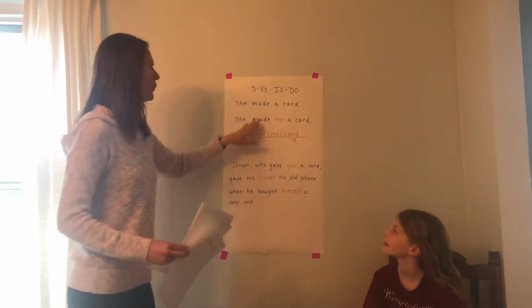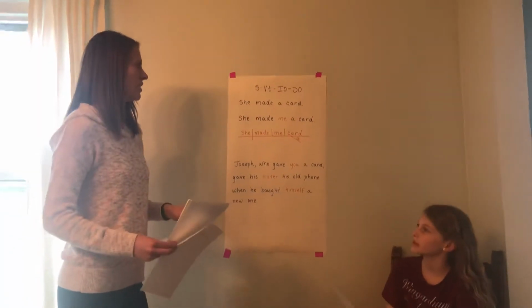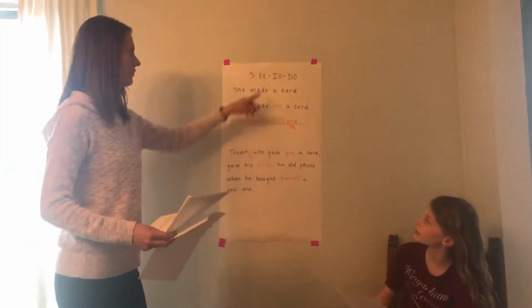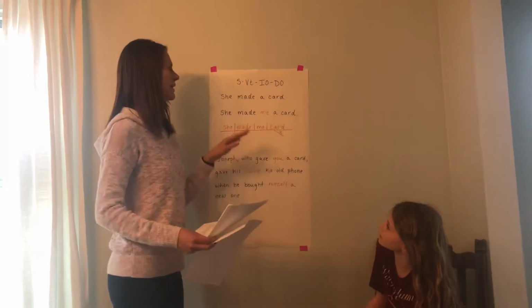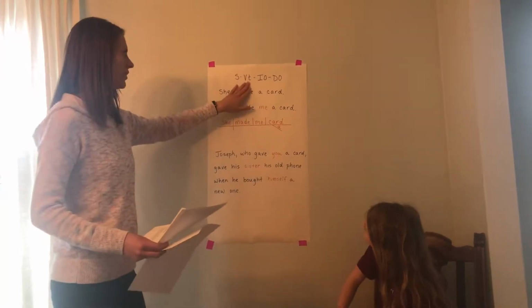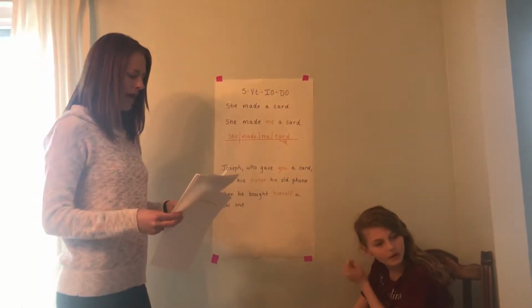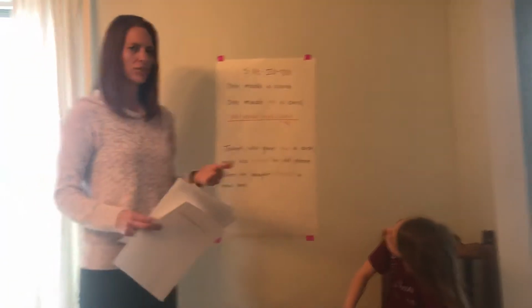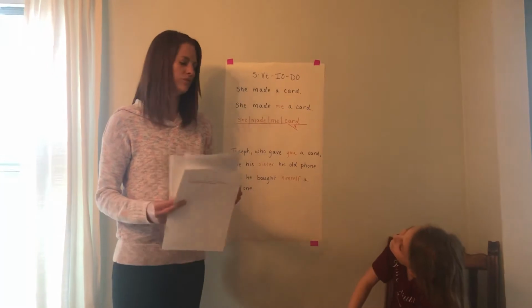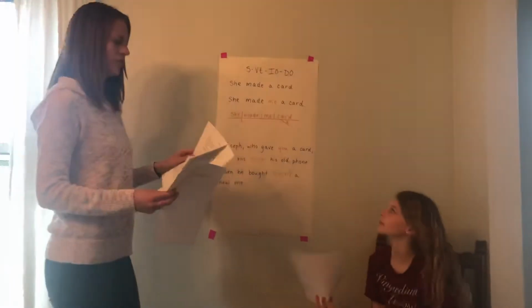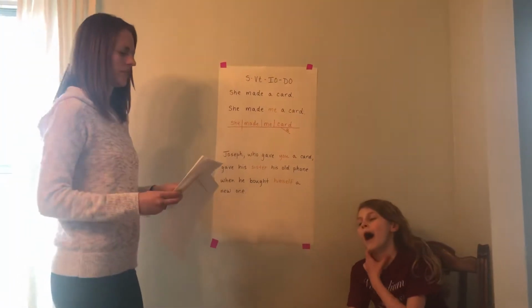Good. And where does the indirect object fall in the sentence pattern? Between the verb transitive and direct object. Yes, it will be between a transitive verb and the direct object. Good. Can you have an indirect object without a direct object? No, you can't. You have to have a direct object to have an indirect object.